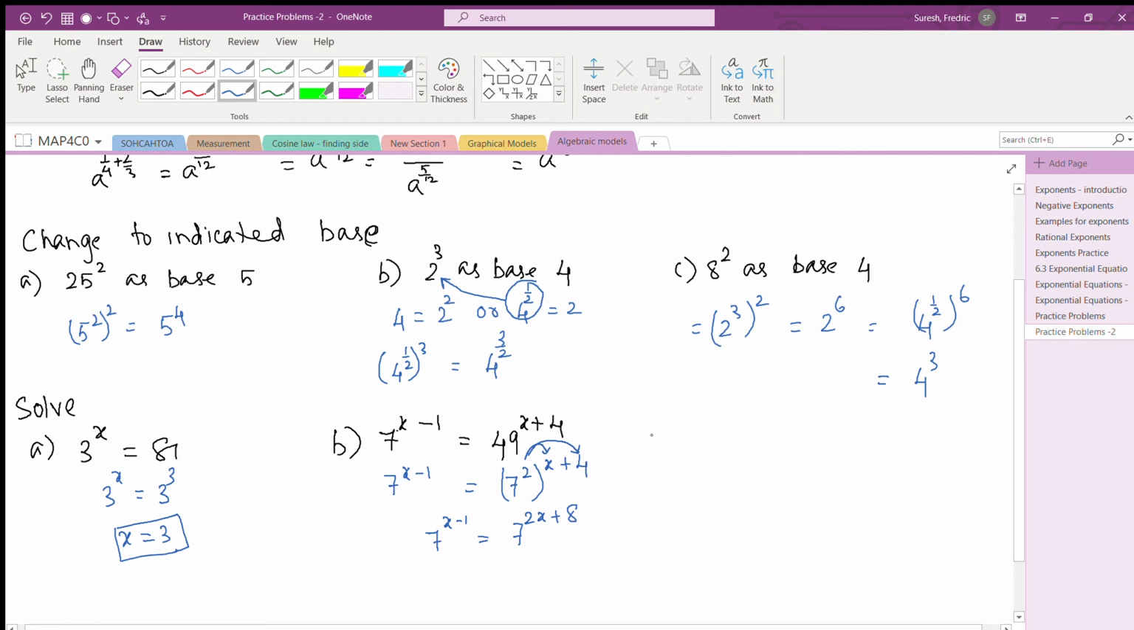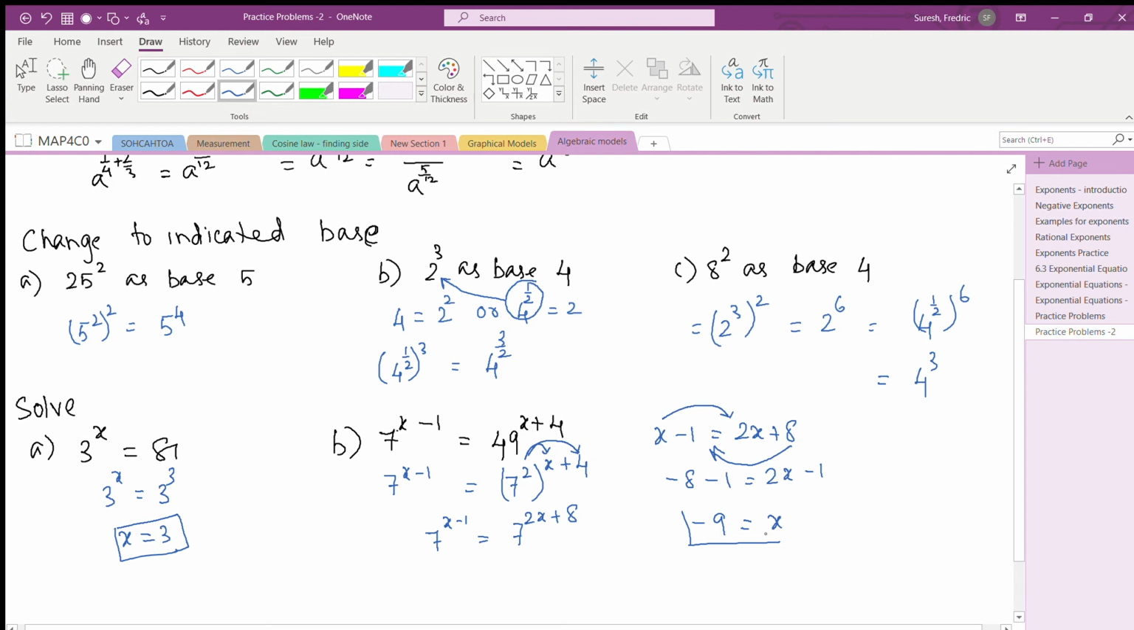And so because the two exponents are equal and they have the same base, the powers must be equal. Okay, to simplify this expression, take the x to one side, the 8 to the other. Minus 8 minus 1 is 2x minus 1, or minus 9 equals x.